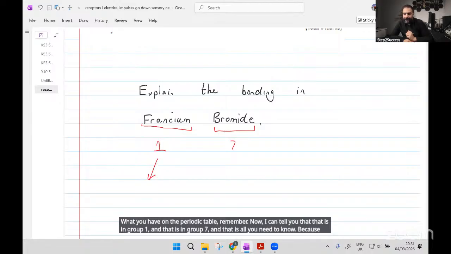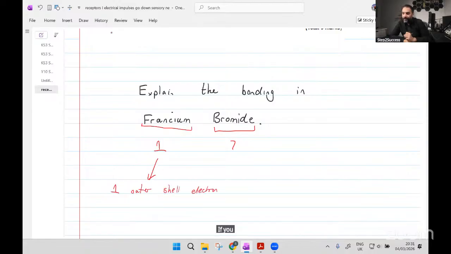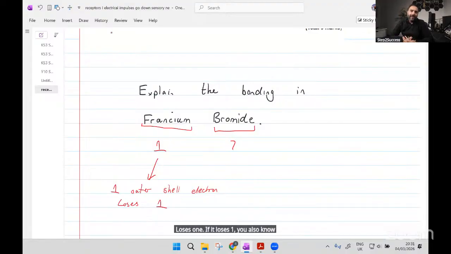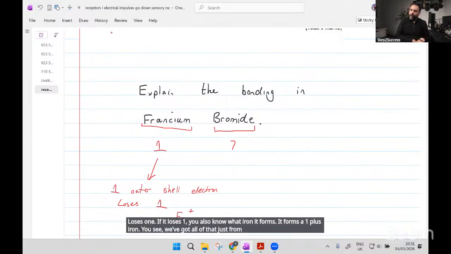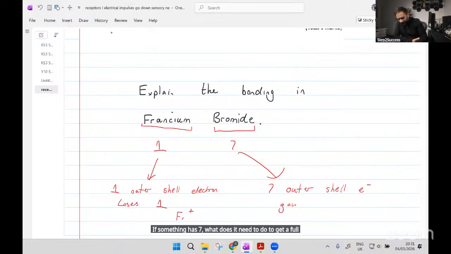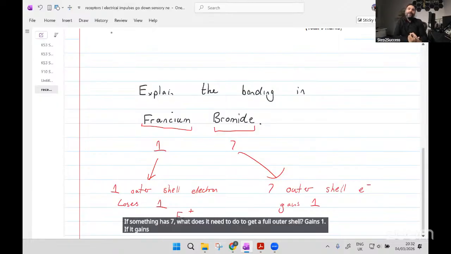Because if you know that an element is in group 1, you know it has one outer shell electron. If it has one outer shell electron, you know what it needs to do to get a full outer shell. Loses one. If it loses one, you also know what ion it forms. It forms a 1 plus ion. You see how we've got all of that just from knowing what group of the periodic table it's in. Similarly, in group 7, we know everything has 7 outer shell electrons. If something has 7, what does it need to do to get a full outer shell? Gains 1. If it gains 1, we know what ion it forms. It becomes a 1 minus ion.